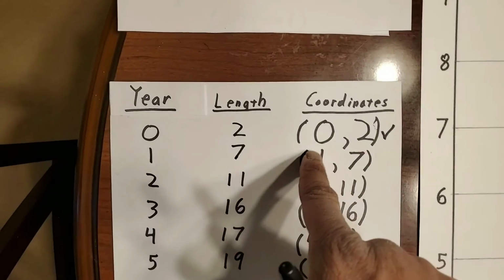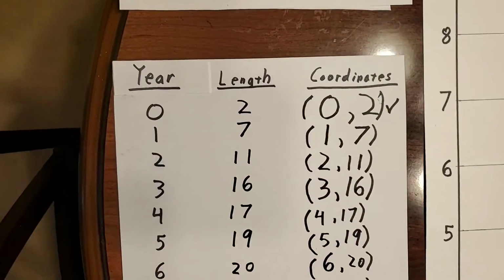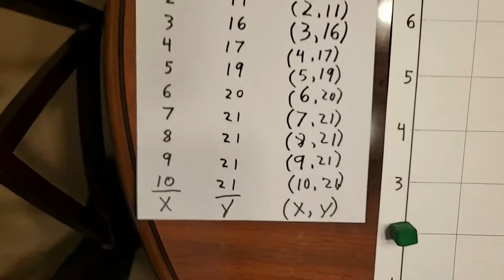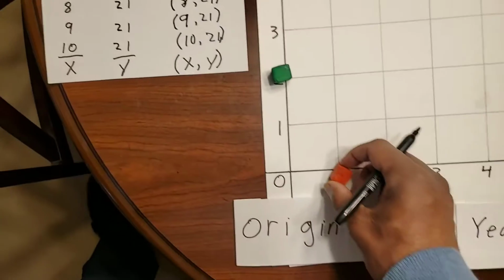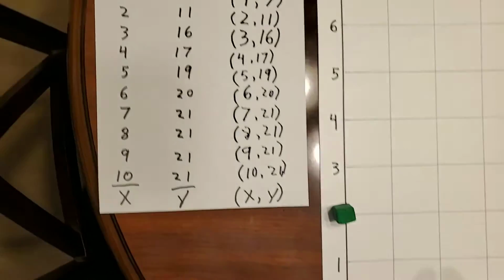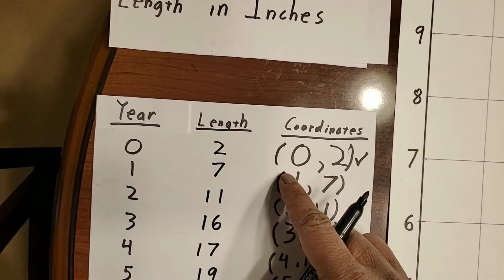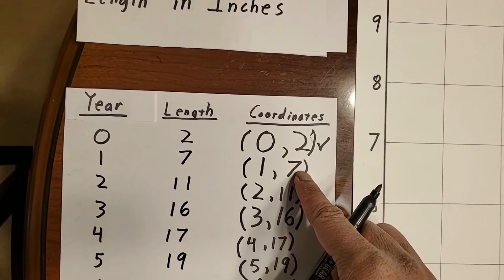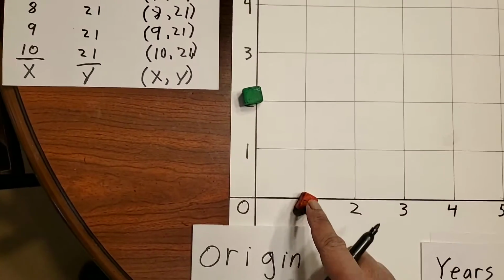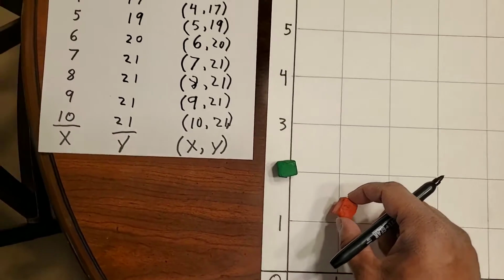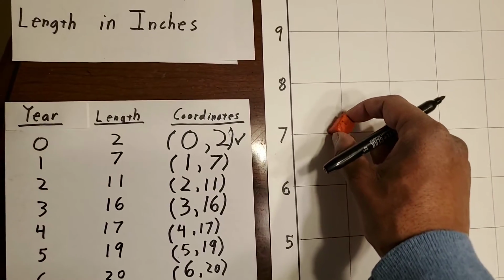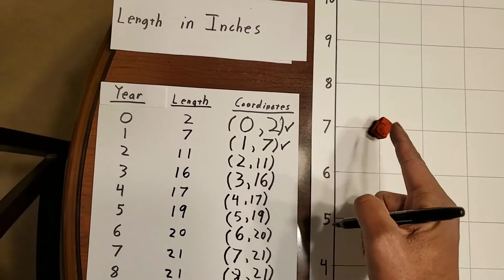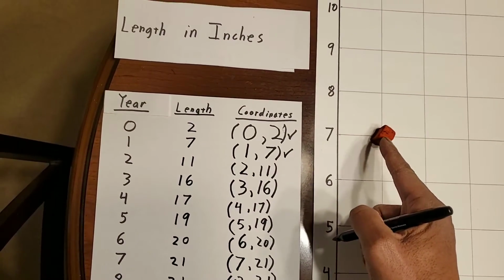Let's go to year 1. What's the X coordinate for year 1? X coordinate is 1. So we're going to put this here on 1. What is the Y coordinate? The Y coordinate is 7. So we're going to go back to this one, and we're going to move it all the way up to 7. So this represents 1 and 7.